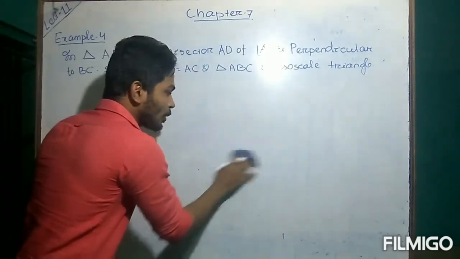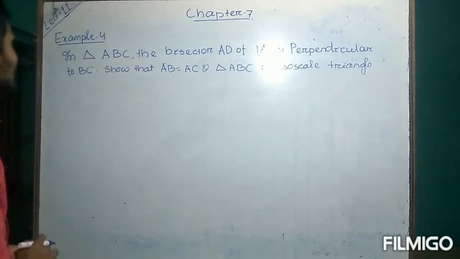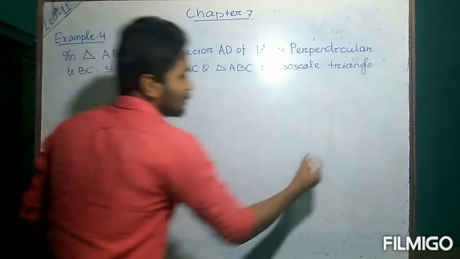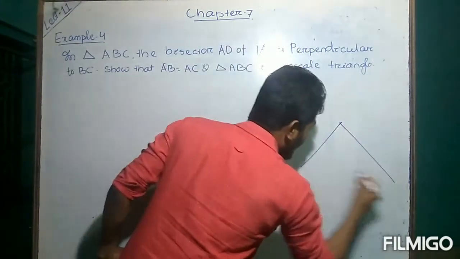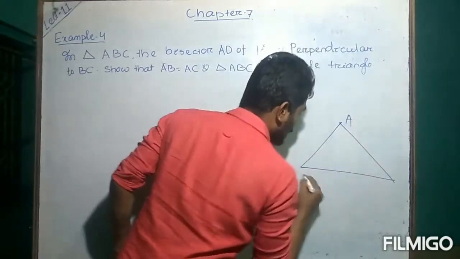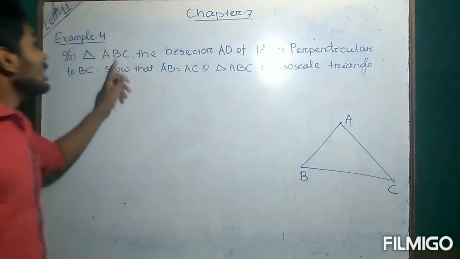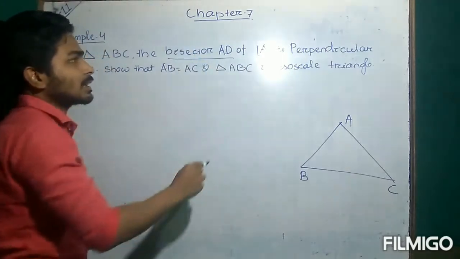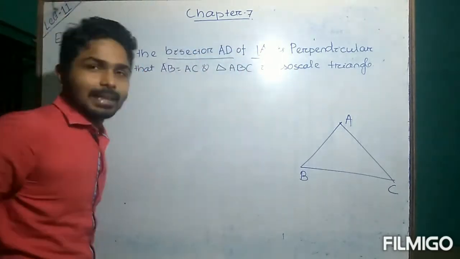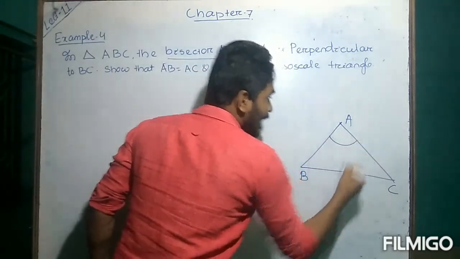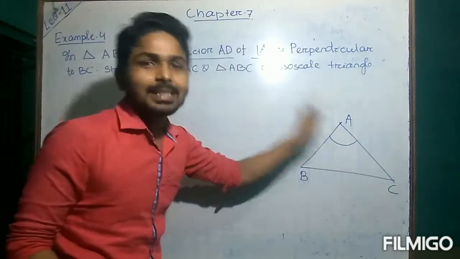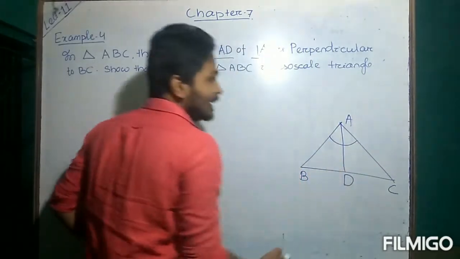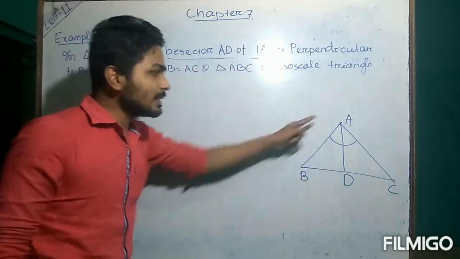Example number 4. In this example it is given that in triangle ABC, so we have to first draw a triangle ABC. Now in this triangle, the bisector AD. So AD is a bisector of angle A. That means there is an angle A, and AD is the bisector of this angle. So let us draw a bisector. This is the bisector AD. So AD bisects this angle. So AD is the angle bisector.